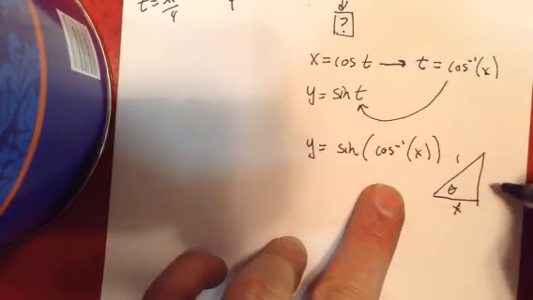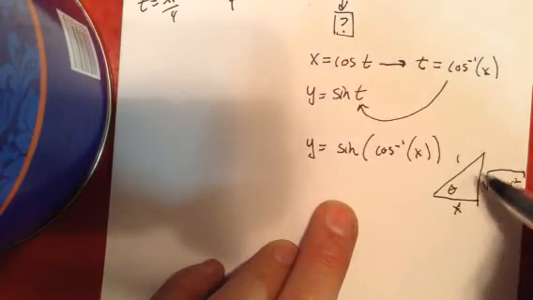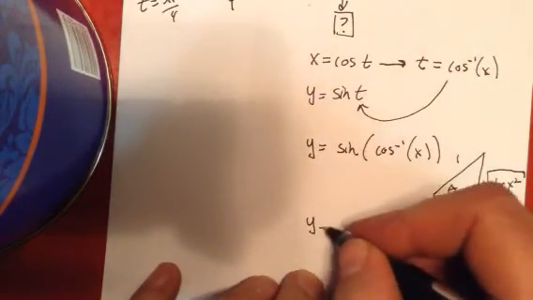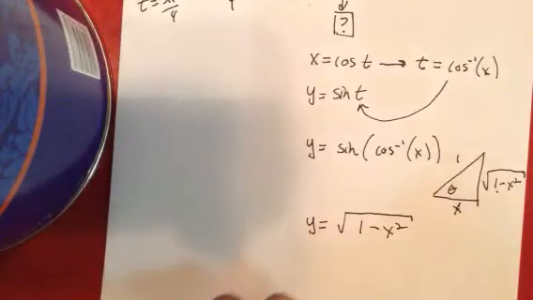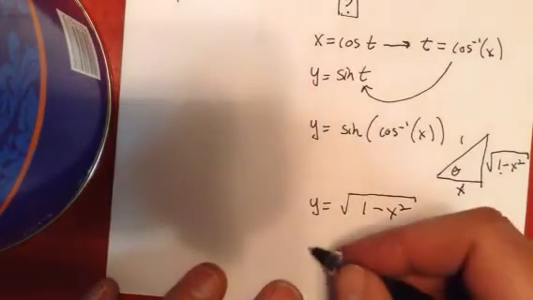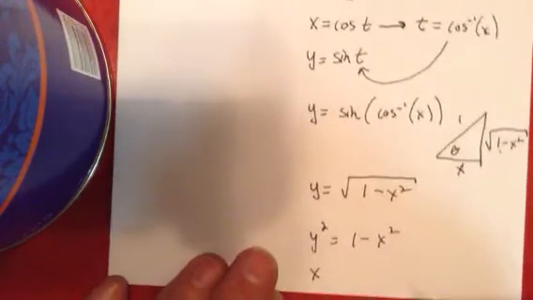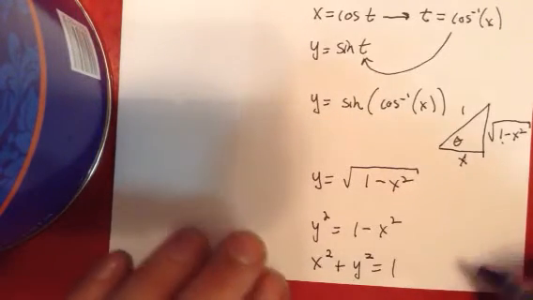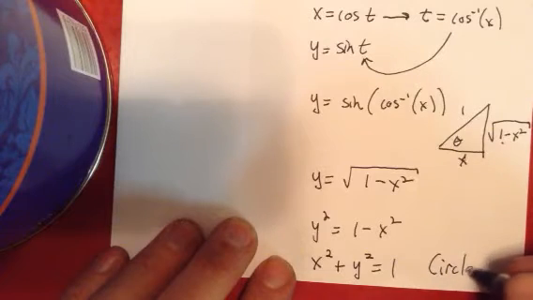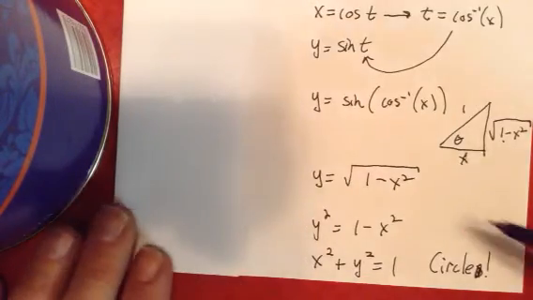This has got to be 1. By the Pythagorean theorem, this is the square root of 1 minus x squared. So the sine of that is this over that. So this whole thing becomes the square root of 1 minus x squared. Square both sides. And lo and behold, x squared plus y squared equals 1. Our suspicions have been proven algebraically.